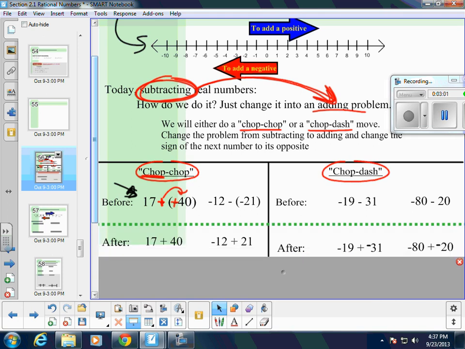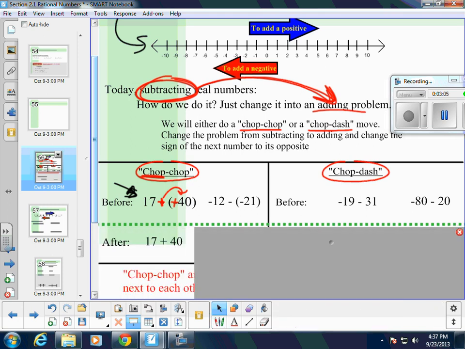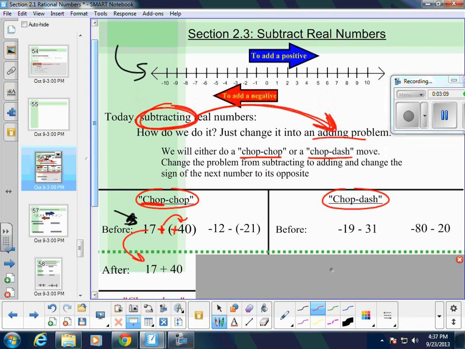So here's what this problem now looks like. Actually, I think I can slide this way. Yeah, there we go. Now that I've changed it, it really just becomes 17 plus 40, because I changed the subtraction to addition, and then I changed the negative sign on the 40 to addition. That will give me the same answer as if I punched in 17 minus negative 40. It's the same thing as 17 plus 40, which is 57.